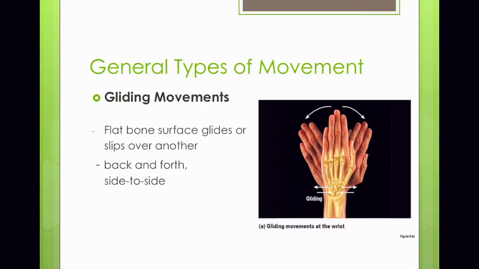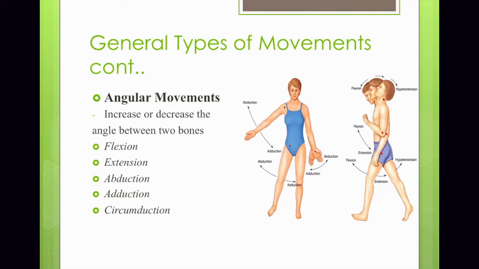General types of movement. Gliding movements are when flat bone surfaces glide or slip over one another in a back and forth or side-to-side motion. Angular movements increase or decrease the angle between two bones. Flexion is a bending movement, usually along the sagittal plane, that decreases the angle of the joint and brings articulating bones closer together. Extension is an increase in the angle between the articulating bones and typically straightens a flexed limb or body part.